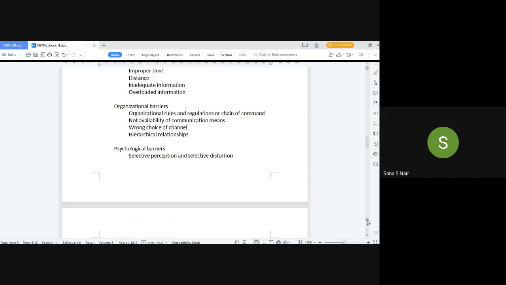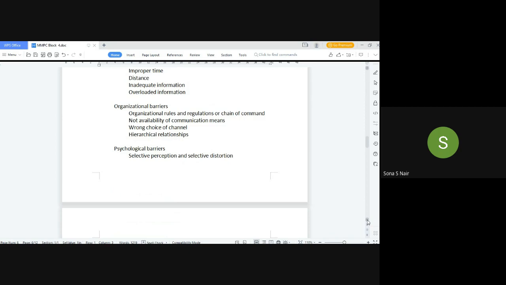Psychological barriers. Psychological barriers are basically at both the ends. The sender also might be actually influenced by psychological barriers. Then the receiver also might be influenced by psychological barriers. These barriers are of our mind, they are in our mind, and sometimes we don't understand that we are being impacted by these barriers. Selective perception and selective distortion are two psychological concepts. Selective perception means that I listen to only what I want to listen, I don't hear the rest of the things. As simple as that.